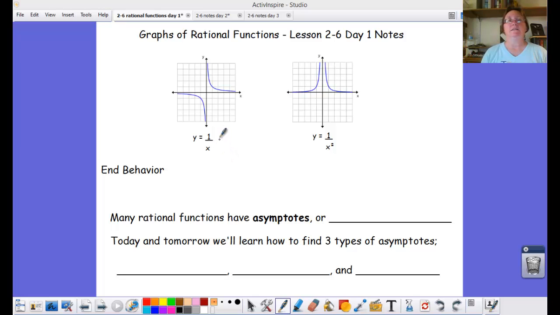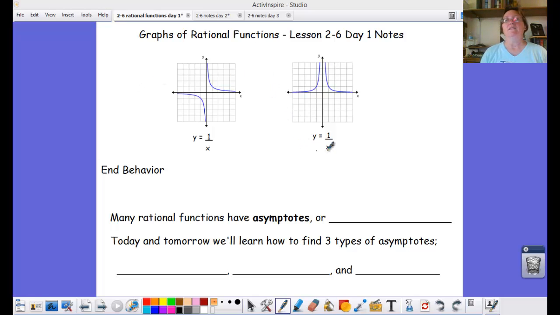The two basic setups for rational functions: 1 over x, so this would be an odd exponent. Notice the graph is in two pieces, and its normal orientation is in the first and third quadrants. So if we happen to have a negative 1 over x, things would reflect over the x-axis because that's how functions work. This one is in two pieces.